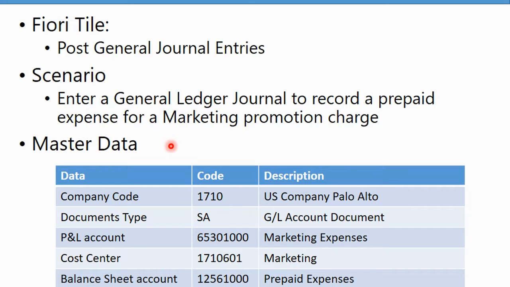For the master data we're going to use company code 1710, which is a US based company. For the document type we'll just use SA, a general ledger document type. And we're going to choose a P&L account for marketing expenses. We'll choose a marketing cost center, and for the balance sheet offset we'll use a prepaid expenses account, and there won't be any tax applicable to this transaction. So that's the master data and the scenario. Let's go ahead and see what Fiori looks like.